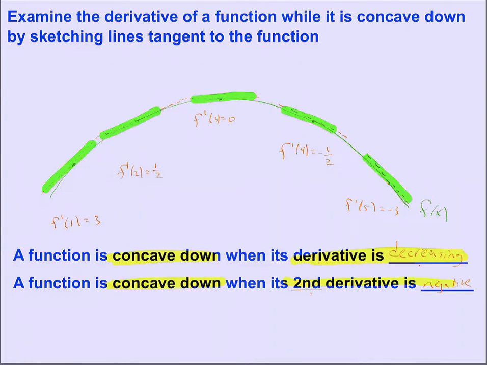These are two ways of saying the same thing, but it is a very important thing to be able to say. Of course, the opposite would be true for a graph to be concave up. A function is concave up when its derivative is increasing, which means a function is concave up when its second derivative is positive. And those are very important facts to memorize.